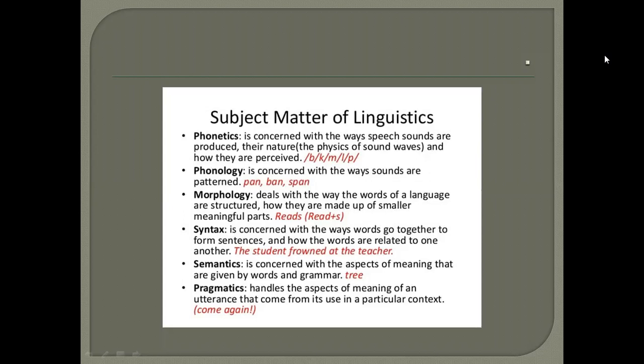Next one is pragmatics. Pragmatics handles the aspect of meaning of an utterance that comes from its use in a particular context. Especially, pragmatics shows the contextual use of language: in which context, how the words and the language are used there. It focuses on the contextual use of language, whereas semantics shows the aspect of meaning. One point to be remembered here.